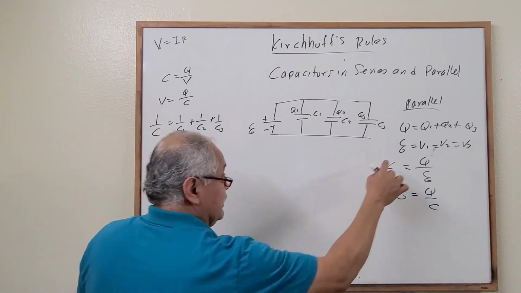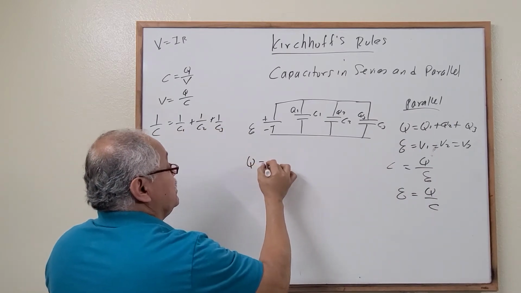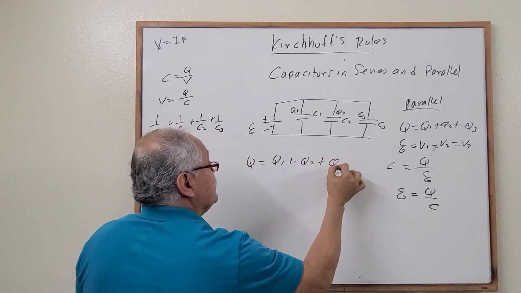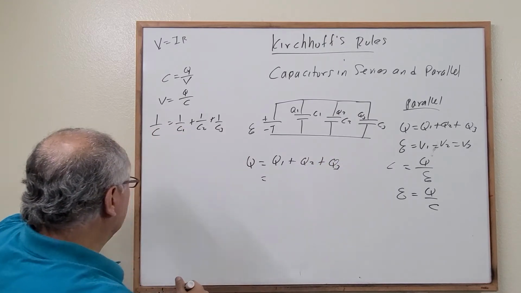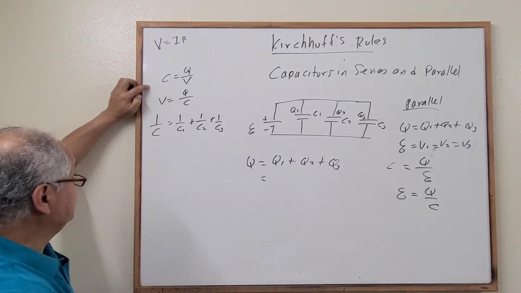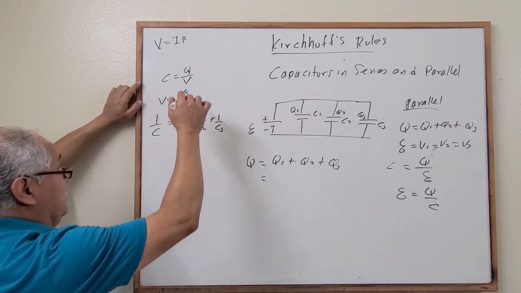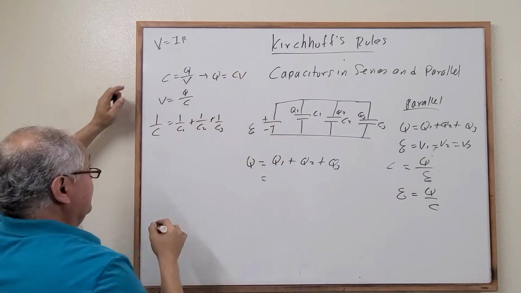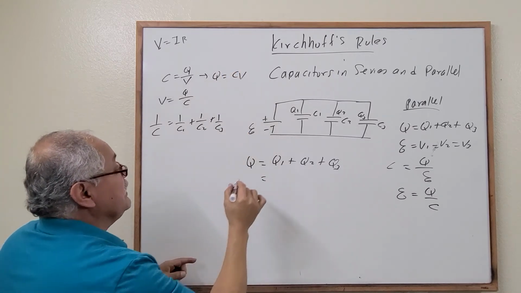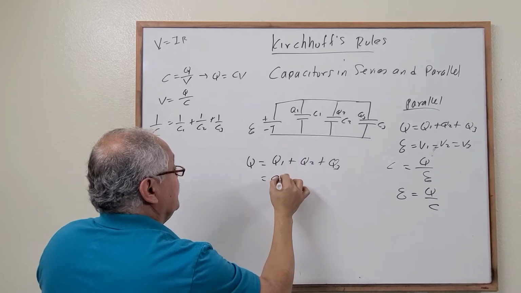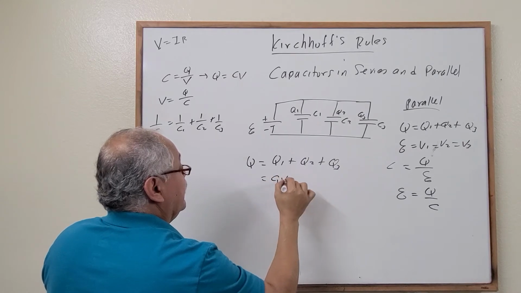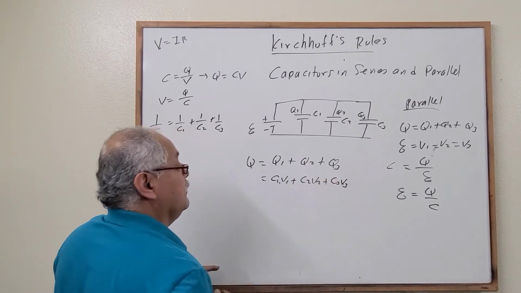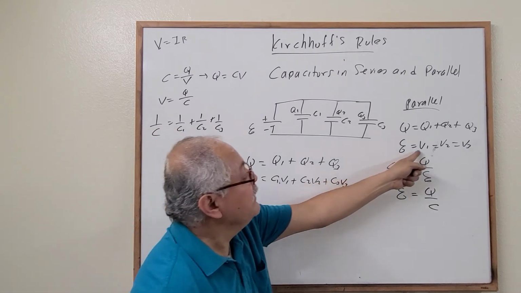Let's go back to this equation. Right, total charge is equal to charge 1 plus charge 2 plus charge 3. What is charge 1 using the formula for capacitance? Well, remember, for capacitance, charge is equal to CV. Correct? Perfect. So this is C1V1, correct, plus C2V2 plus C3V3. But this is constant, right, they're the same.